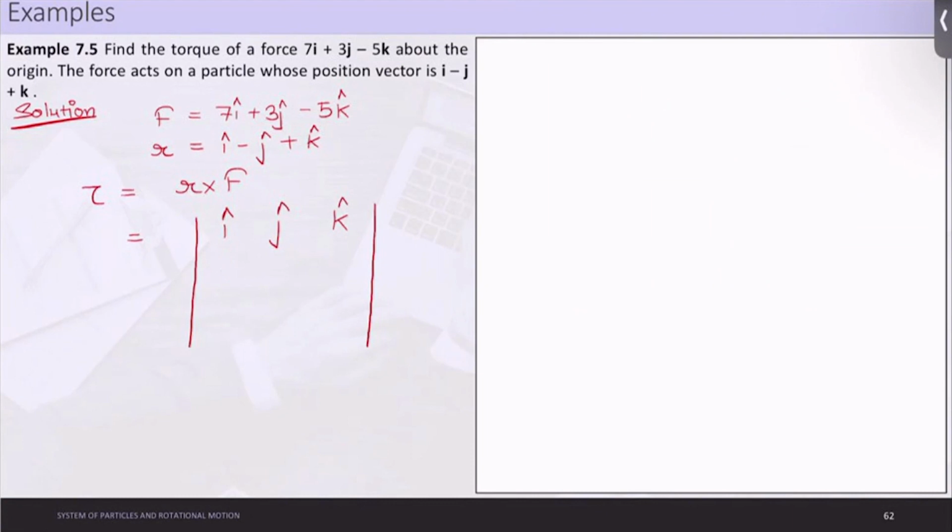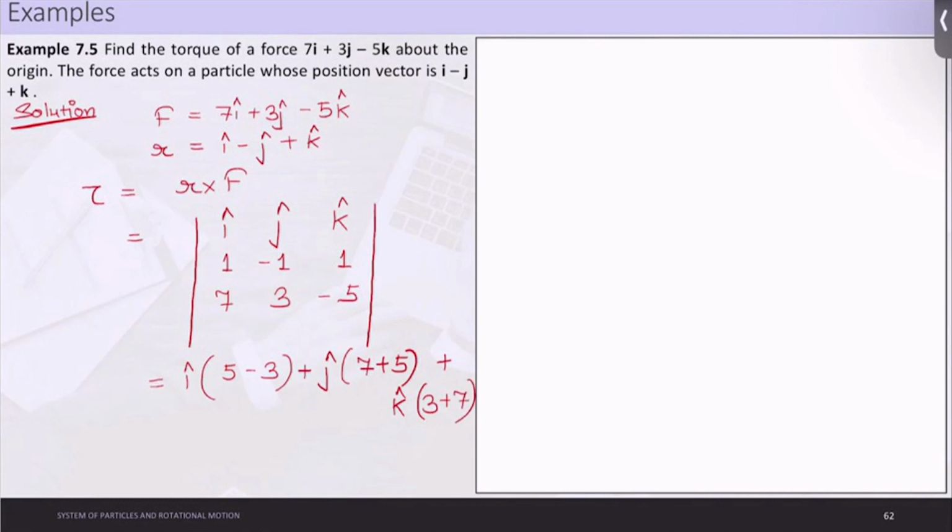The first is R vector. So you will write R vector first. So it will be 1, minus 1, plus 1. It will be 7, 3, minus 5. So it's i cap into 5 minus 3, which will give you 5 minus 3, plus j cap into 7 plus 5, plus k cap into 3 plus 7.